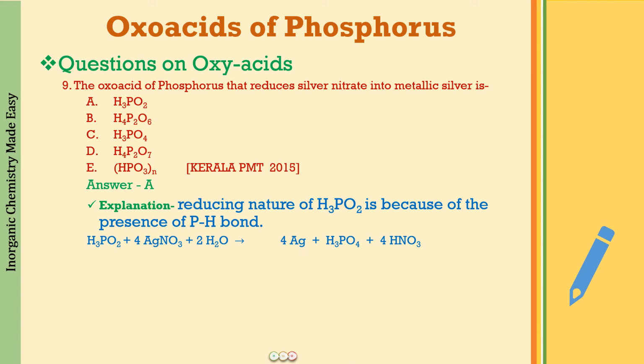Let us look at the reaction also. This is an important reaction. We have H3PO2 plus AgNO3 plus water. This is going to form silver plus H3PO4 and HNO3. In AgNO3, silver has the oxidation state of +1, and in metallic form it is going to be 0 in the elemental state. So +1 to 0, this is a reduction reaction. Who is causing the reaction? It is H3PO2 that is causing the reduction of AgNO3 to silver. So this is going to act as the reducing agent, and itself it is going to be oxidized to H3PO4.